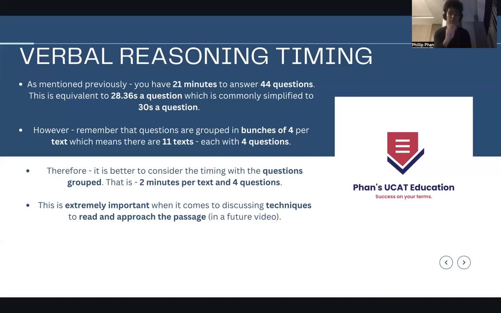And that is extremely important when it comes to talking about techniques to read and approach the passage, because there's many different ways to read and approach a passage, which I'll be talking about later as a part of my teaching. But you do need to be very, very careful with that. And I'm going to be discussing that in a future video myself.